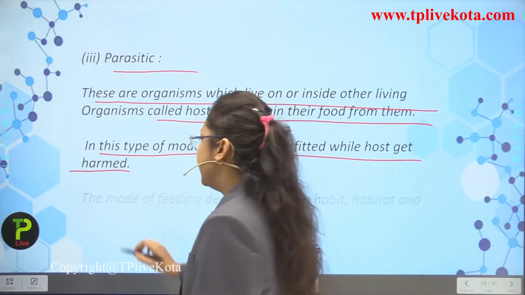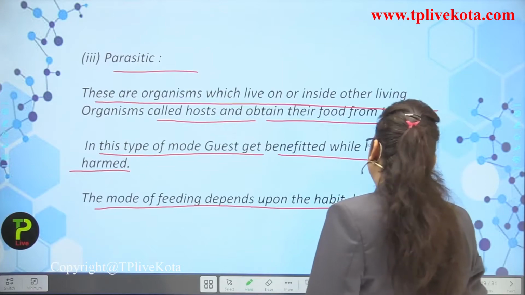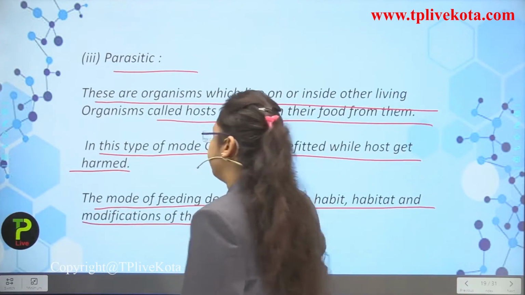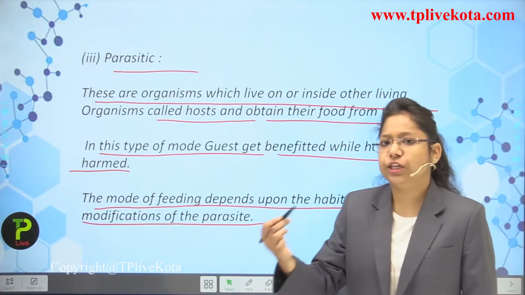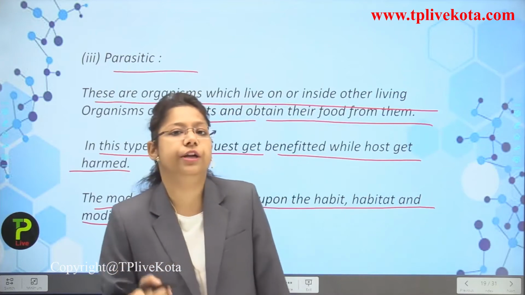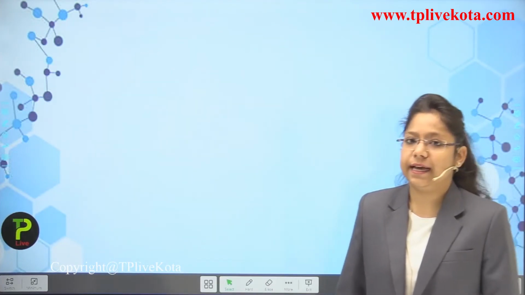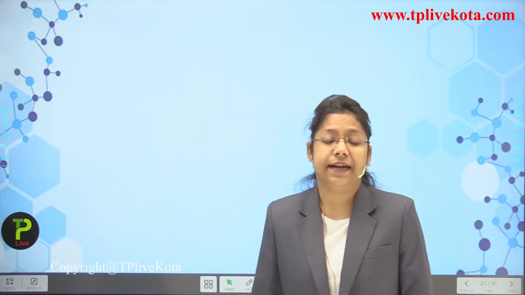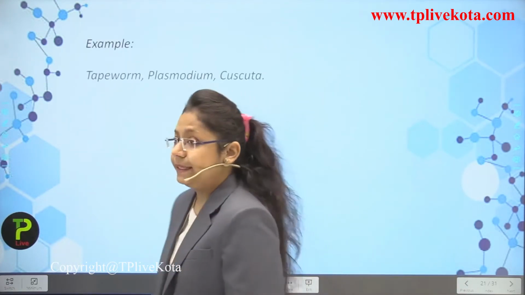Okay, students. Next, the mode of feeding depends upon the habitat and modifications of a parasite. Okay, so it just depends upon the habitat also and the modifications also. Now, students, there are examples for the parasitic mode of nutrition. Actually, this world is just full of parasites. Maybe it is present in the human intestinal gut, or in the environment, or in the soil as well. Okay, so I am going to talk about each and everything about the parasites. So let us look at the examples of the parasite.